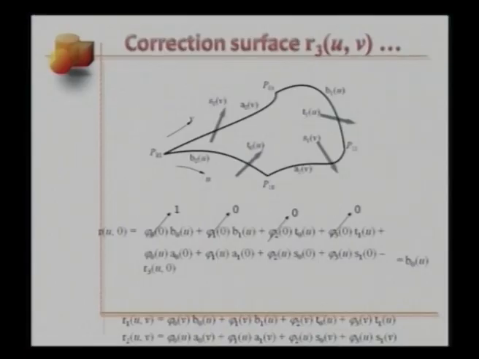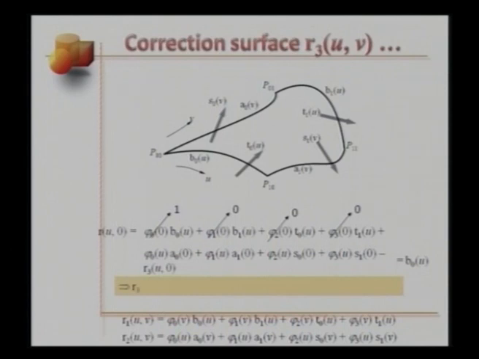How about S00 and S10? You're looking at the cross boundary tangents S0 of V. For V equals 0, the cross boundary tangent along the U direction will be defined at P00, S10. You're looking at these sets of cross boundary tangents. And for V equals 0, S1 of 0 will be defined at P10. We'll come to these later.